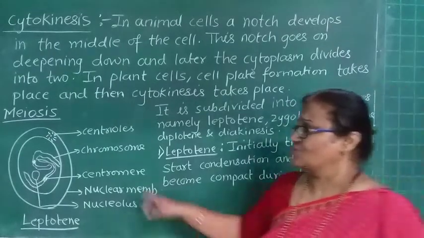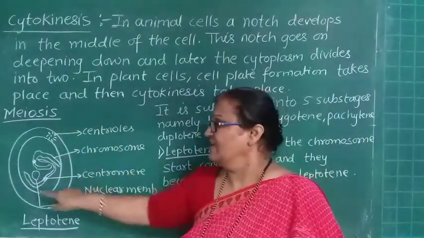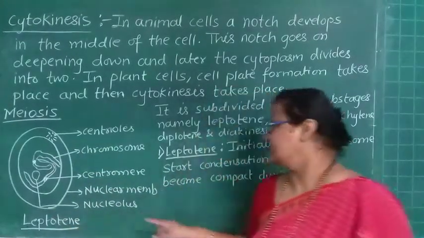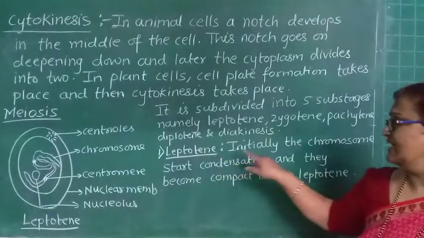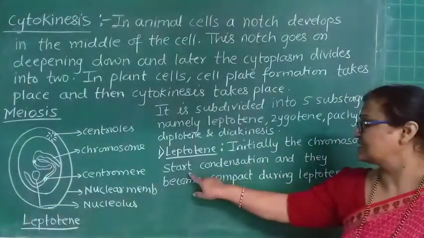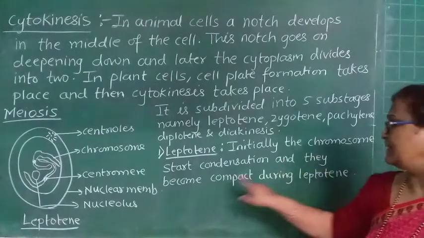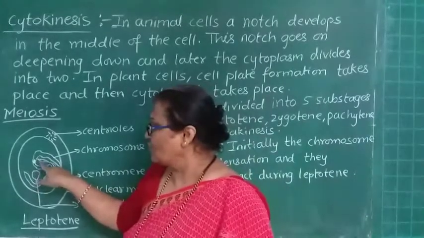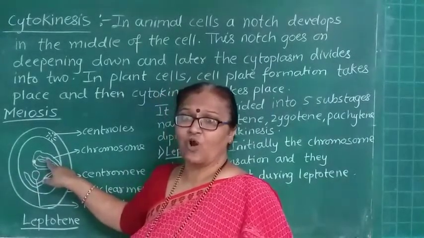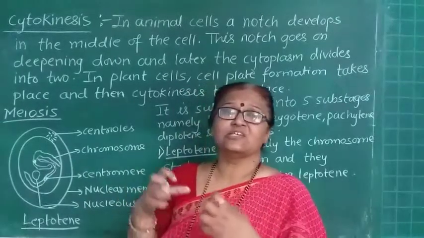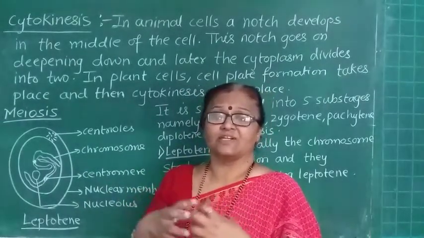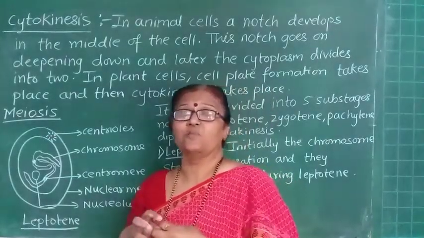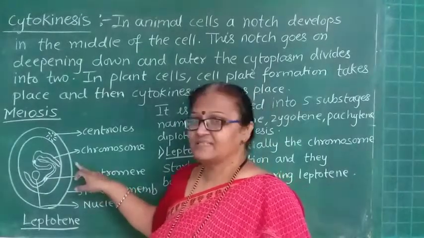See here, I have shown the cell of meiosis in the leptotene stage. What does this stage tell us? Initially, the chromosomes start condensation and become compact during leptotene. The chromosomes start to become compact, meaning rigidity is forming between them. They become rigid and very close to each other, due to which compactness is formed in this stage.